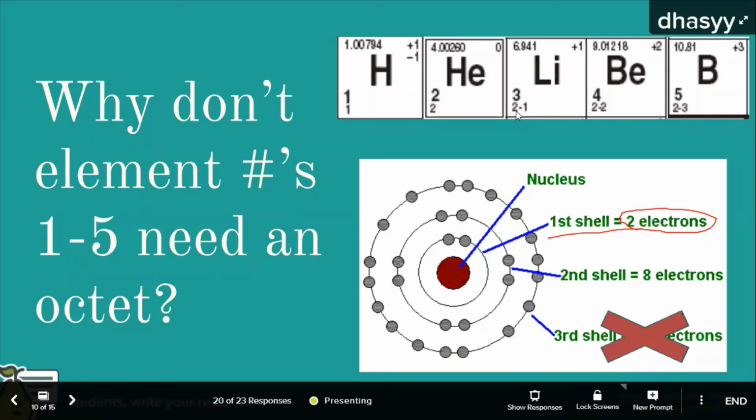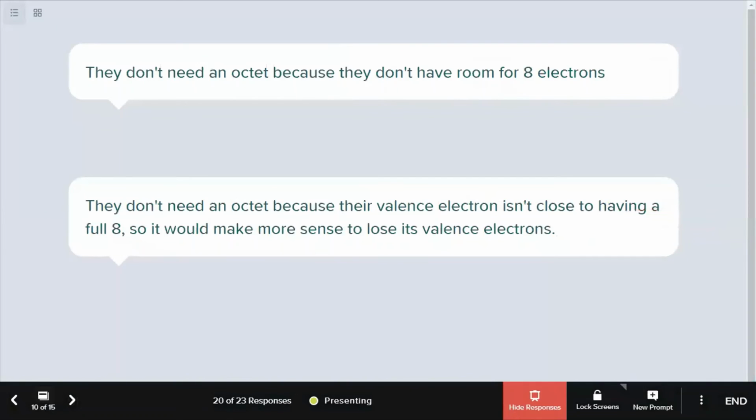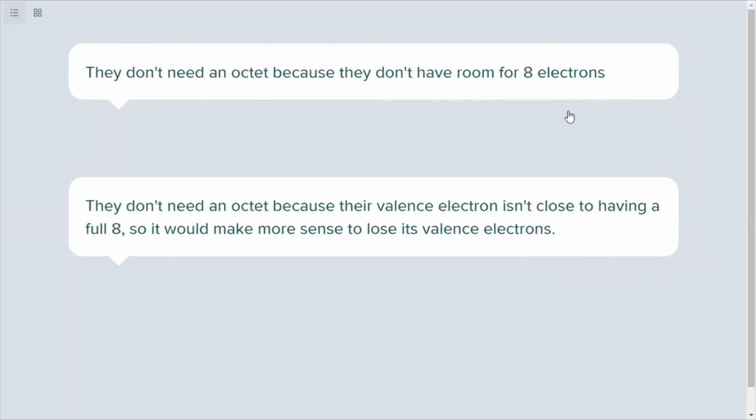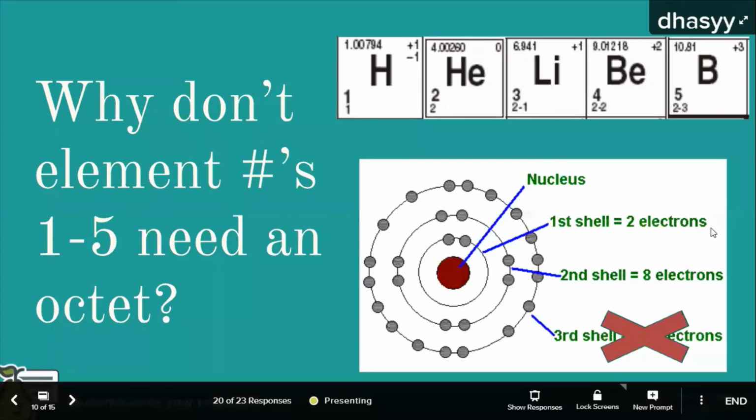So that's something I saw in you guys' responses. Here, they said they don't need an octet because they don't have room for 8 electrons. I know what you meant by they don't have room. They have room. It would be a lot of work, but they could still gain more electrons to fill up that second shell, but it's easier to just have that first shell full. So it's easier for them to just lose for the most part. And just like here, it makes more sense to lose, right? So it's easier. Instead of stealing, you can just kick off what you have. So these smaller elements only need their first energy level full.